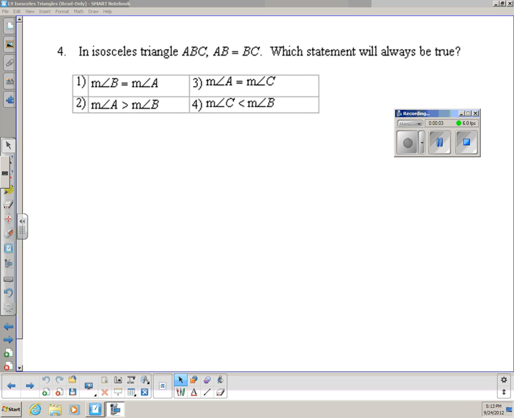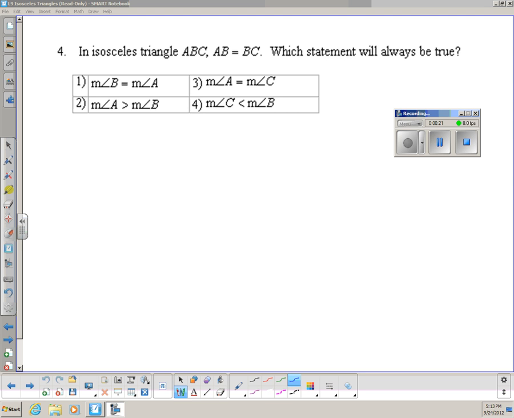Okay, these are the problems 4 through 10 from the Isosceles Triangles worksheet. I'm going to be working through these kind of step by step. Here's number 4. In isosceles triangle ABC, AB is equal to BC. It says which statement will always be true.